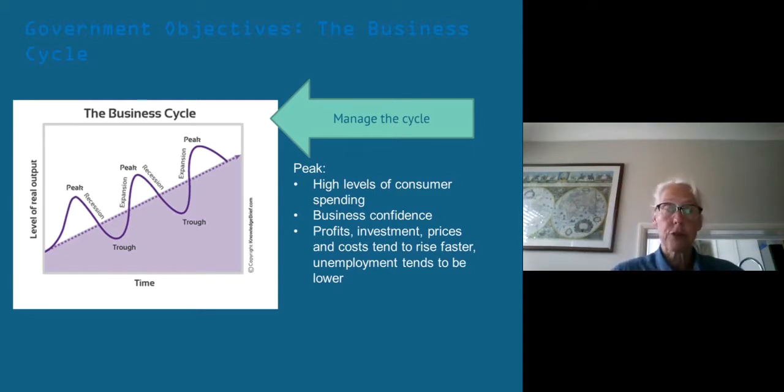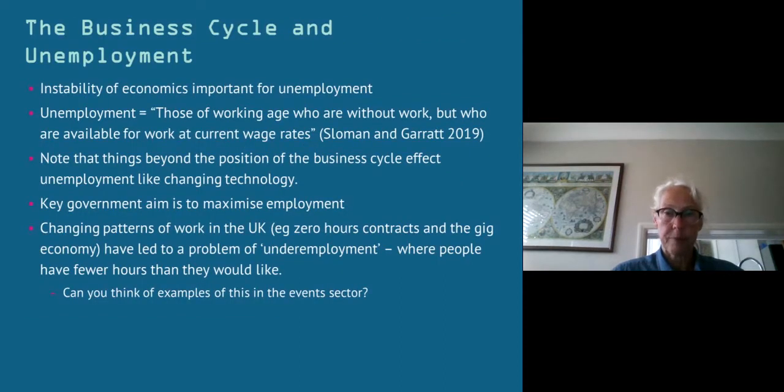And of course, obviously, they've tried to manage things at the moment with things like the furlough scheme to try to reduce the significance of the trough that we're experiencing. So the government has quite an important role to play here in relation to unemployment. And where there's instability in the economy, this has an impact on employment.